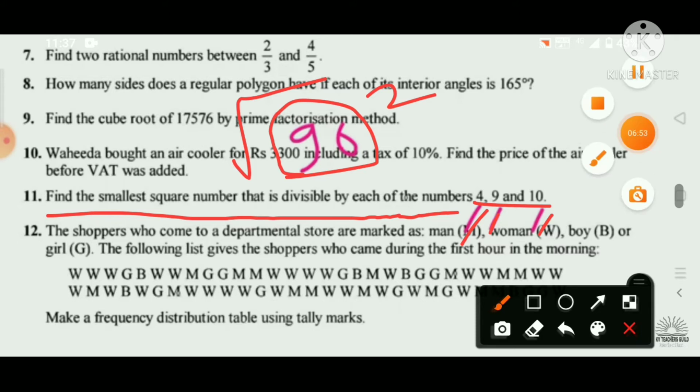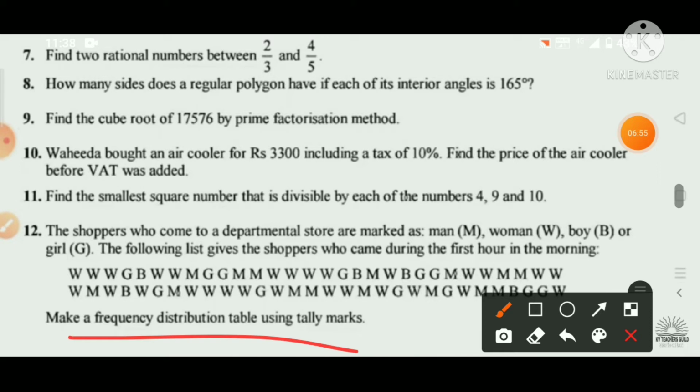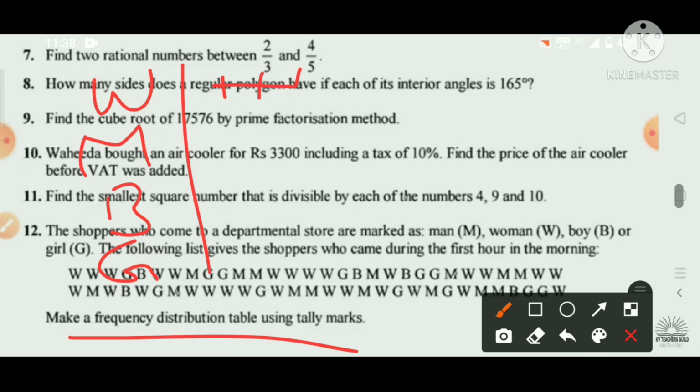So the next question is you have to find the frequency table for this. So here: woman, man, boy, girl. Then after that you have to put tally marks like that. You can make tally marks for the total number. Count how many tally marks there are, and you can write the number here. Like that you can solve the question. Let's move to the next question.